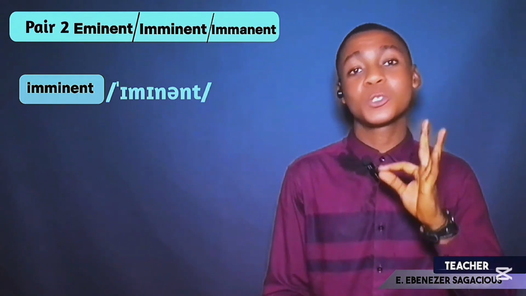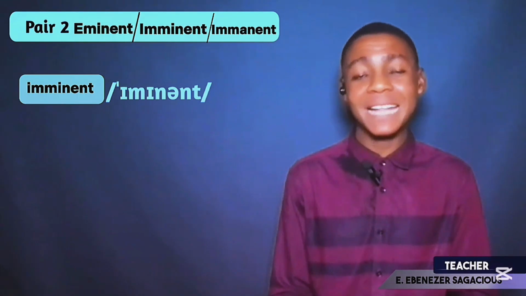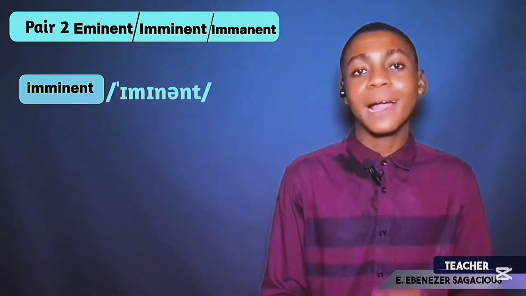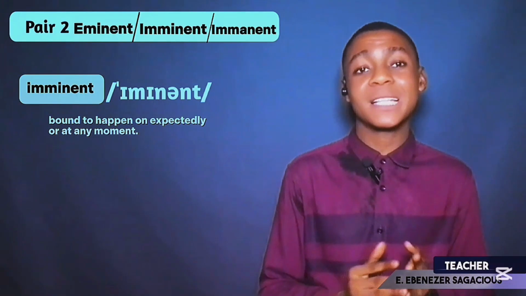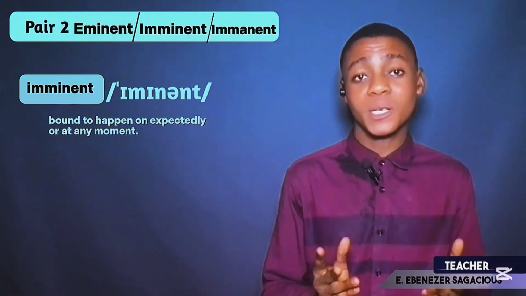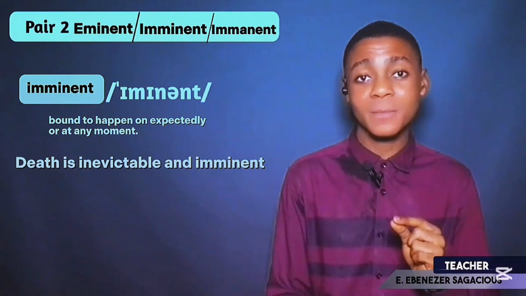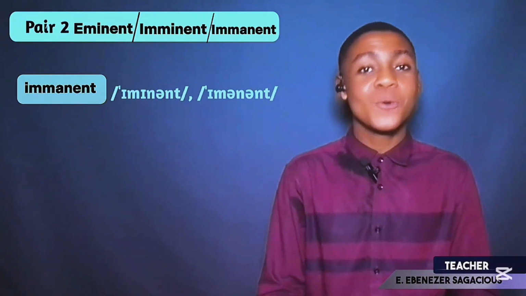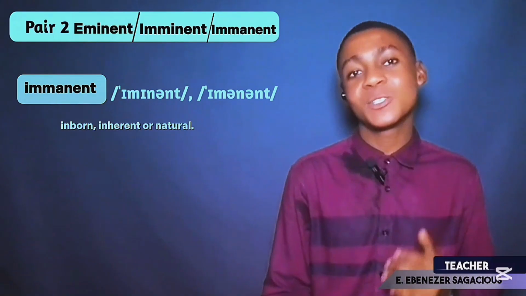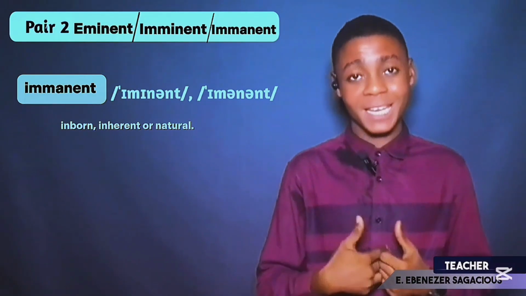Eminence begins with a short vowel sound I, and you have a sh sound at the final syllable. It simply means something that happens unexpectedly or at any moment. For example, death is inevitable and imminent. Finally, we come to imminence with letter A, which means inborn, indwelling, inherent, or something deposited within.